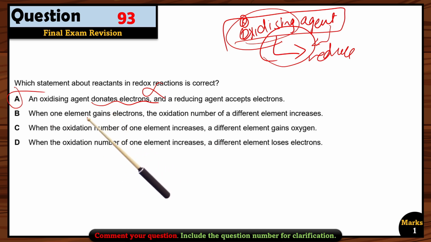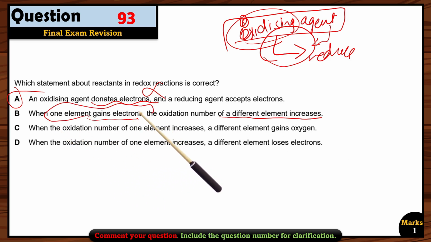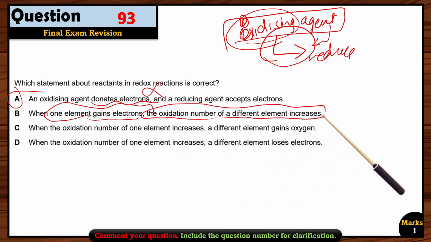When one element gains electrons, the oxidation number of a different element increases. Okay, if one element is gaining an electron, what does it mean? It means it is reduced, right? Because it is gaining the electron. Then the oxidation number of a different element will increase. Yes, that option is right.